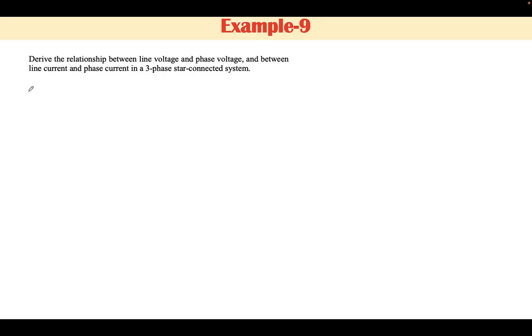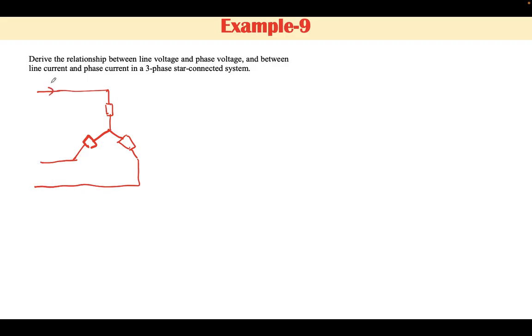Now, another question is: derive the relationship between line and phase voltage and between line and phase current in a three-phase star connected system. Let us know what a star connection is. Let's consider a star connection. In the case of this given network, a star connected system, let us draw the star network first.